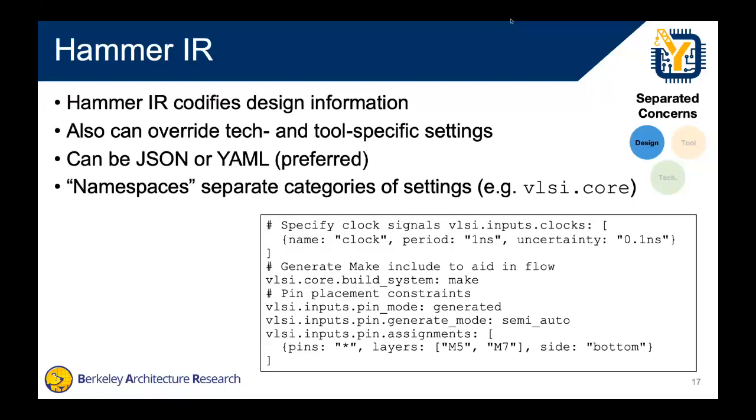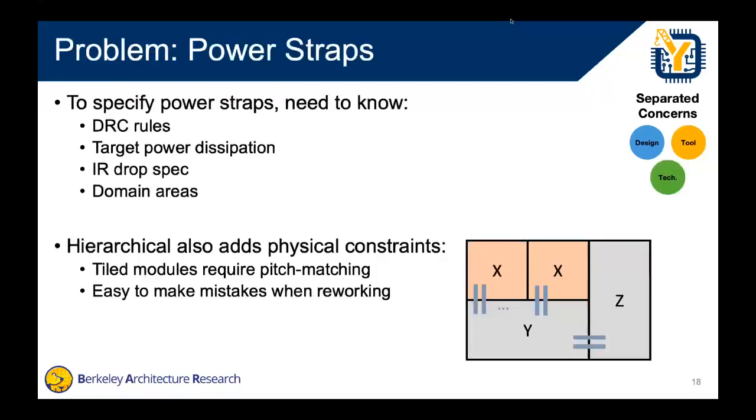Then we have things like core, which are the whole tools, the whole Hammer flow changes, or inputs, which is what kind of things we're giving to the tool. I won't go through all of these yet. Okay, so that's the whole gist of Hammer, but what does it actually help us do better?